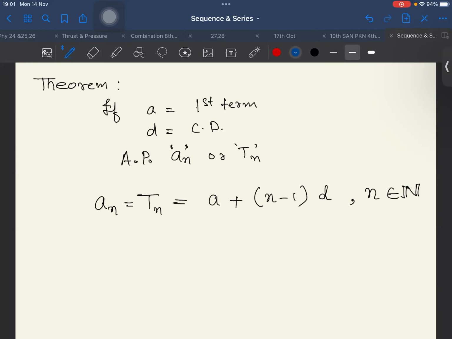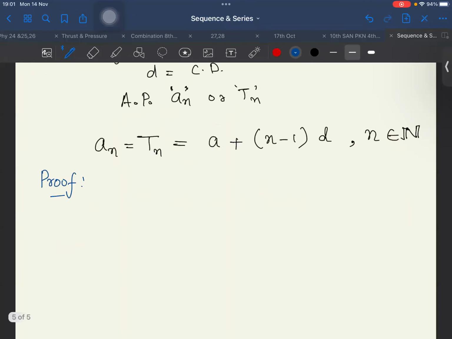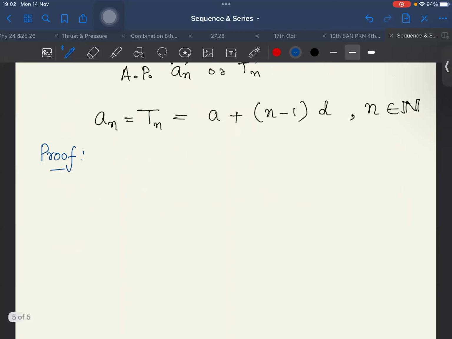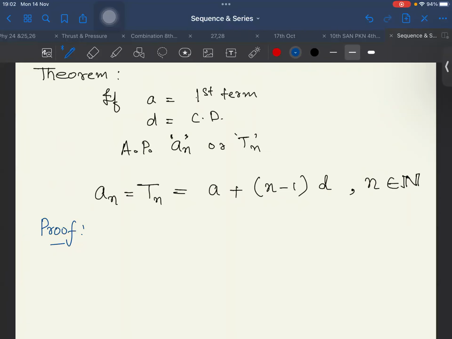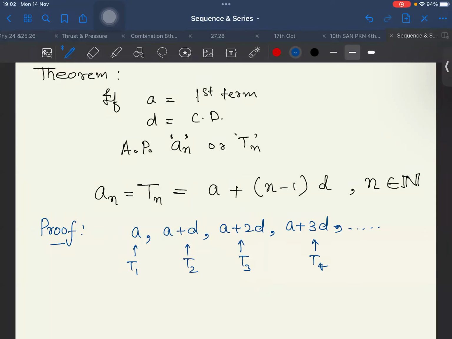So there is a proof that I was talking about. Let's do the proof as well. This is the theorem. The first term we have already mentioned is A. The common difference is D, so the second term will be A plus D. The third term will be A plus 2D, right? The fourth term will be A plus 3D, and so on, isn't it? Yes or no? So this is your T1, this is T2, this is T3, and this is T4, and so on. Now from this, can we write what Tn will be?